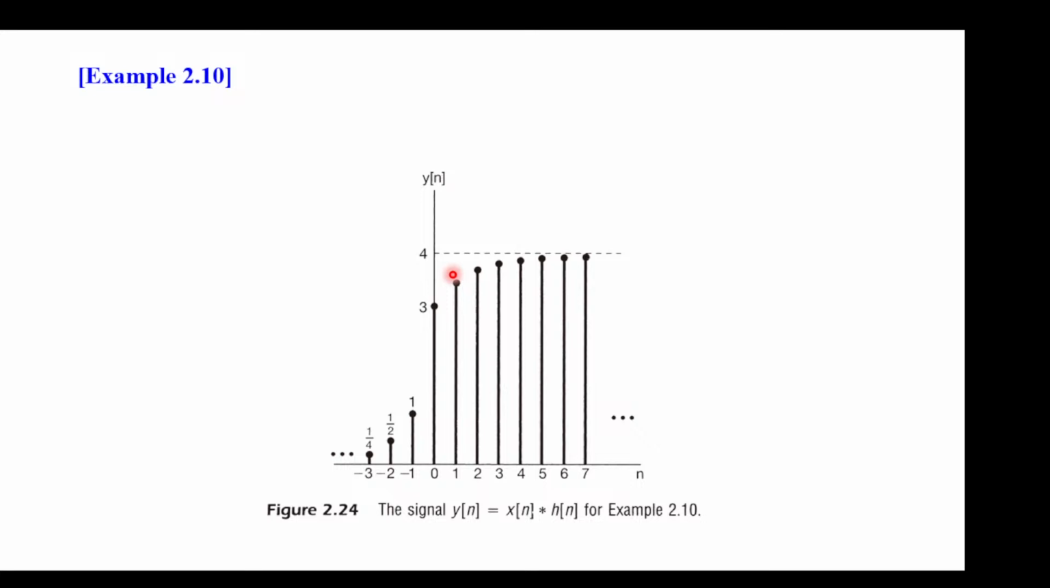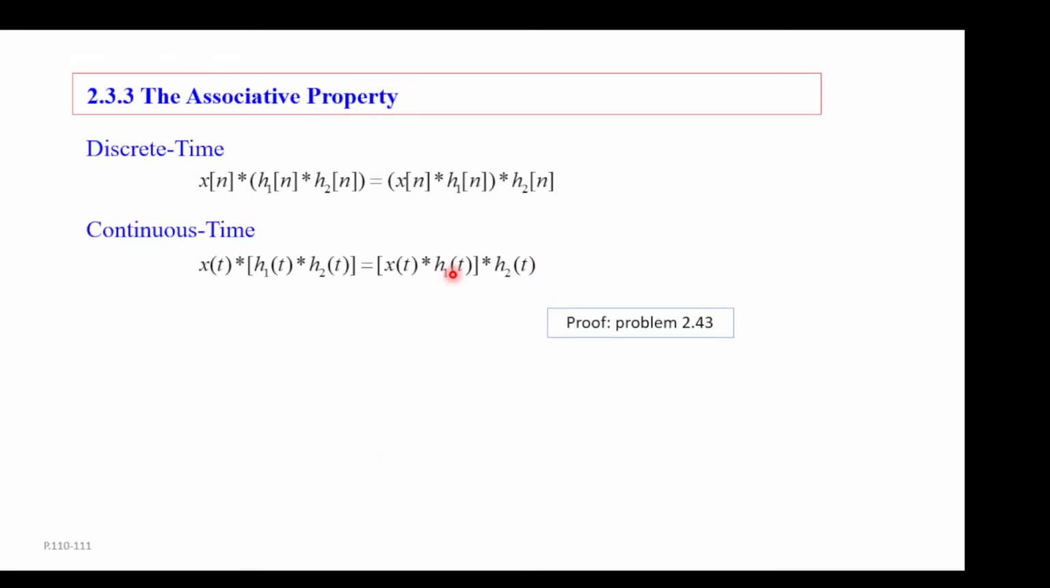If not, then let's go to the next property. So multiplication, the next one is associative, and this is really nice. It says that if you have three things convoluted together, x convoluted with h1 and convoluted with h2, then you can convolute h1 with h2 first, and that will be the same as if you convolute x and h1 first. And similarly for continuous time. Okay, so this is associative.